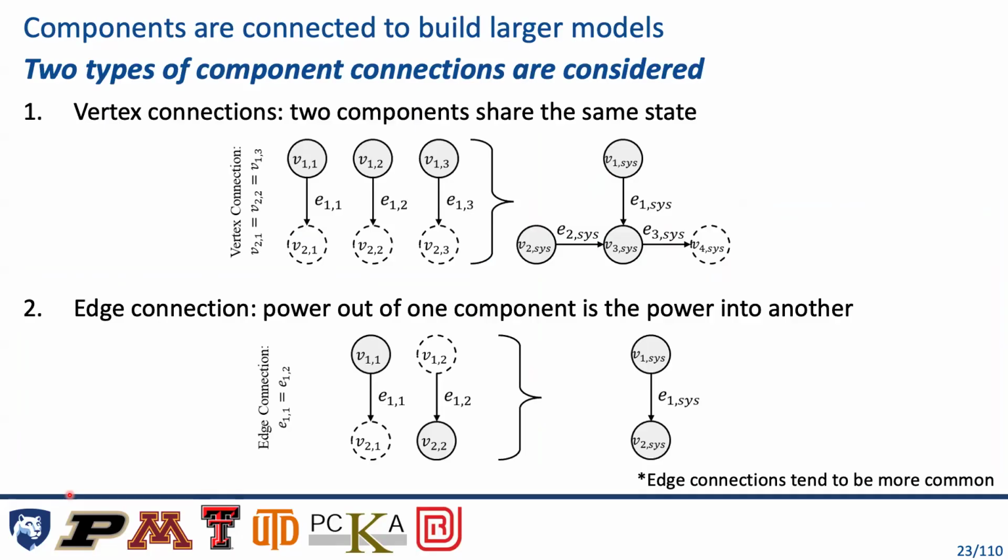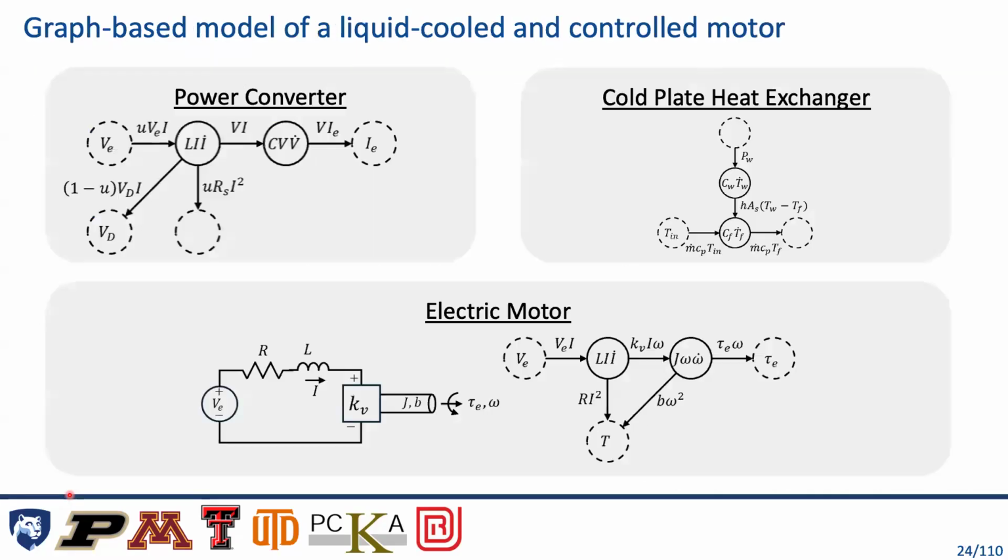The second thing I wanted to talk about is how we take these models and compose them into something greater. There are two types of connections: vertex connections and edge connections. Vertex connections are used when two components share the same state. Edge connections are used when you connect two components where the power out of one is just the power into the other. It's a little vague with this example, so I'm going to move on to something a little more interesting.